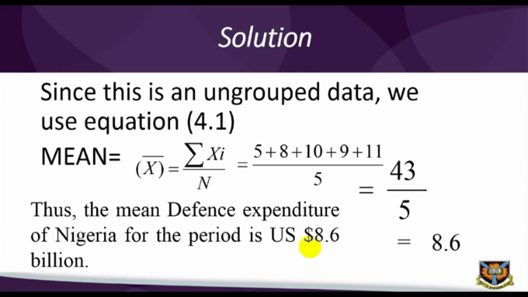Solution: since each of the numbers appear more than once, we must multiply the numbers by their respective frequencies, that is, number of times they appear. Thus, using equation 4.2, mean is equal to summation fx over summation f. Average bills passed is equal to 5 into bracket 4 plus 4 into bracket 3 plus 7 into bracket 3 plus 8 into bracket 6 plus 6 into bracket 2, over 4 plus 3 plus 3 plus 6 plus 2.